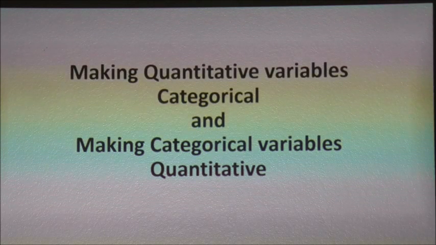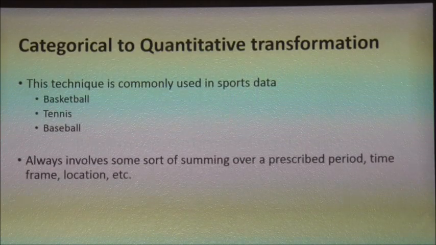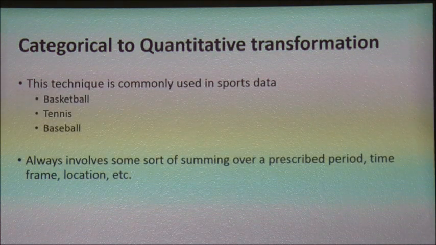Okay, so let's look at transforming variables from one type of variable to another. First thing we're going to do is look at categorical variables and how to turn them into quantitative variables. This is really commonly used in sports. For example, in basketball, maybe every time a basketball player takes a shot, it's either a make or a miss.